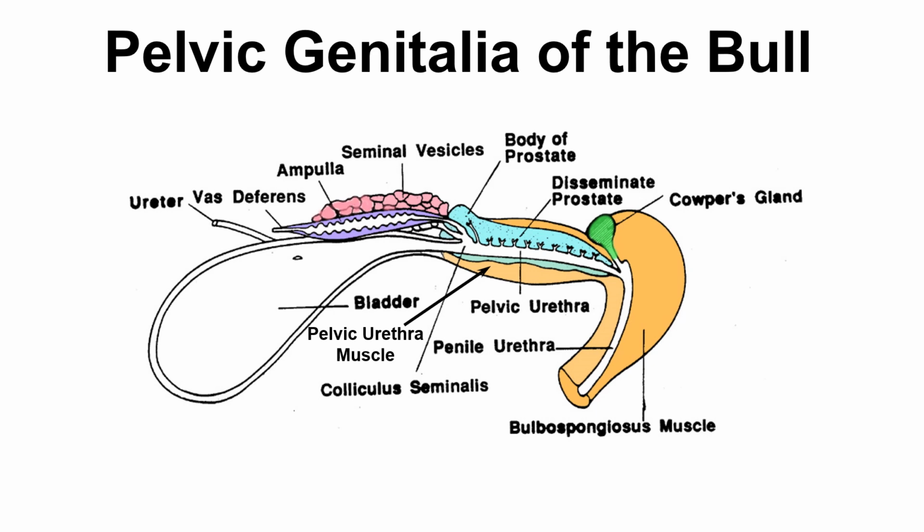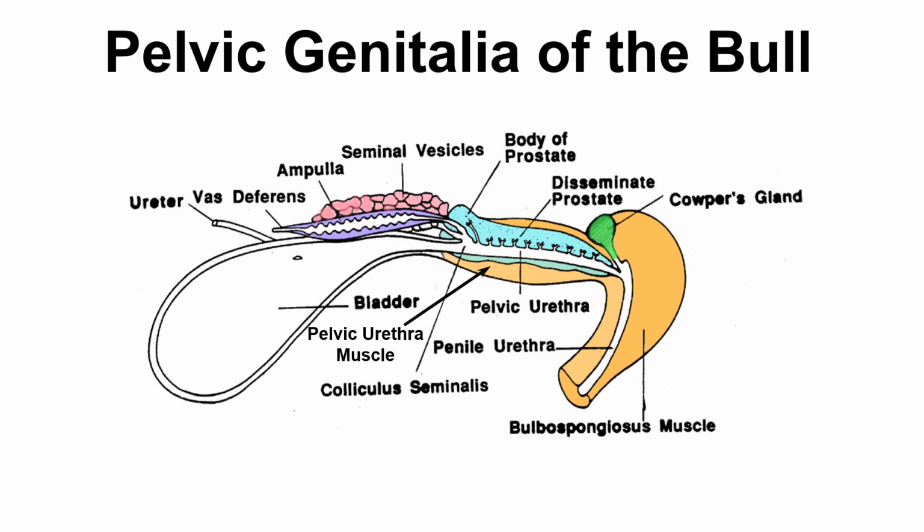We have the body and the disseminate part of the prostate. So the secretions of the prostate are being dumped directly into the urethra. And when we look into the structures that surround the prostate, it is surrounded by a muscle known as the pelvic urethral muscle. We also have another structure, the Cowper's gland, as shown in this green figure here. The Cowper's gland is surrounded by another muscle known as the bulbospongiosus muscle.